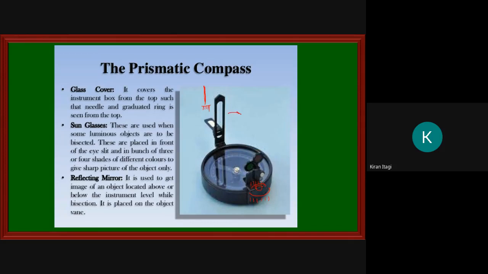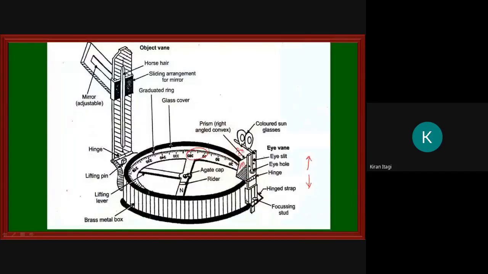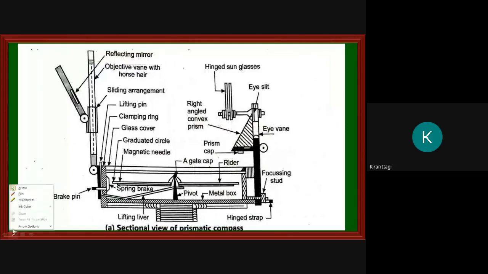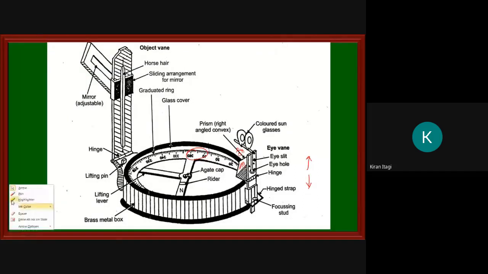So what I will do, I will move a little bit right hand side, a little bit left hand side, such that I can see this ranging rod. Okay. So this is called bisecting the object, moving right hand side or left hand side with the help of the eye prism, this eye vane and object vane. We will see like this. Here we can see this hair. See here you can see this thin hair.